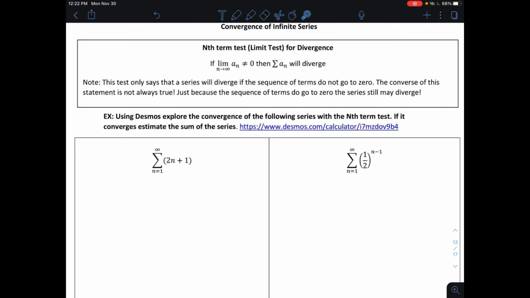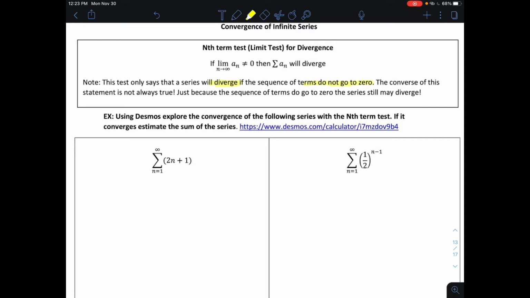So this limit test, or the Nth Term Test, says that if the limit as n approaches infinity of a of n is not equal to 0, so this is your explicit formula inside of the series, then the series of a of n will diverge. Notice how it does not say anything about converge. It strictly tells you that a series will diverge if the sequence of terms do not go to 0. This is the Nth Term Test.